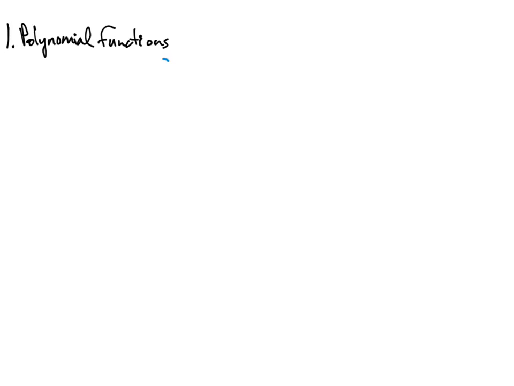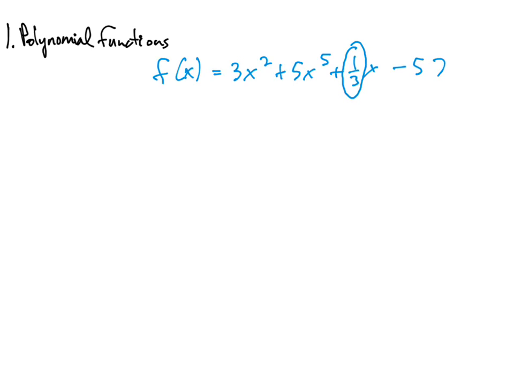By polynomial function, we just mean a function that just has polynomial terms. So something like this would be an example of a polynomial, nothing too fancy. So a regular polynomial function could have variables, but it doesn't have any square roots where the x is under the square root, and it doesn't have any fractions where x is in the denominator. So here 1/3 is a fraction, but x is not in the denominator.